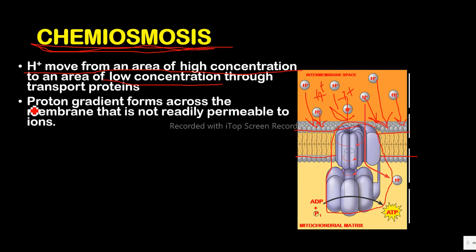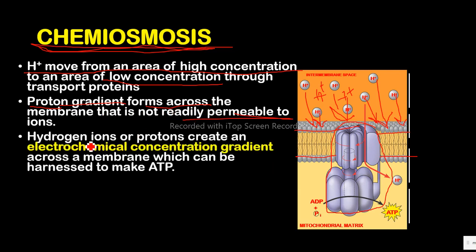Now, the proton gradient that is formed between these two forms across the membrane that is not readily permeable to ions. I already talked about that. So therefore, the hydrogen ions or protons create an electrochemical gradient across the membrane which can harness the ATP production. I'm going to talk about that more.